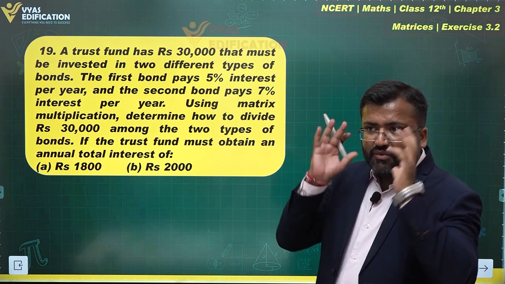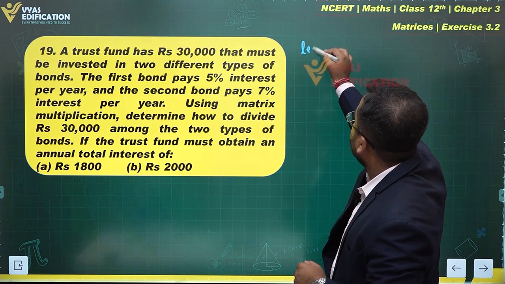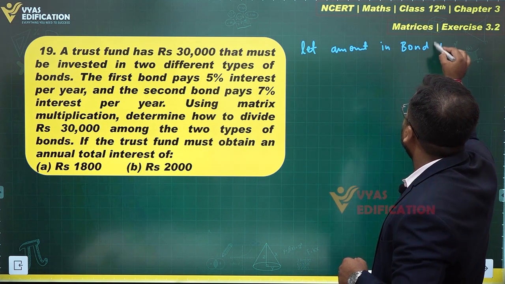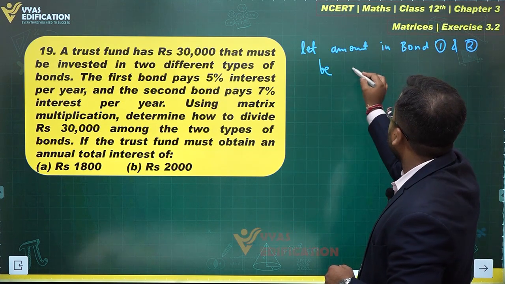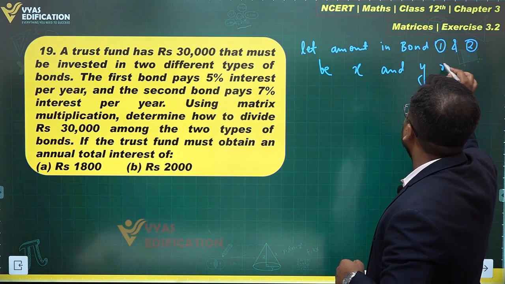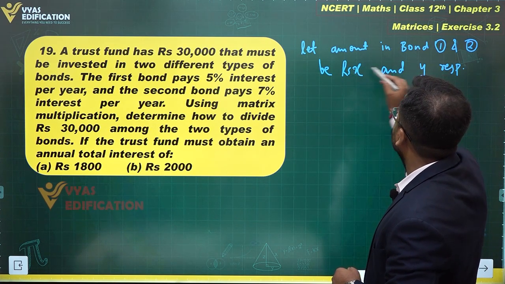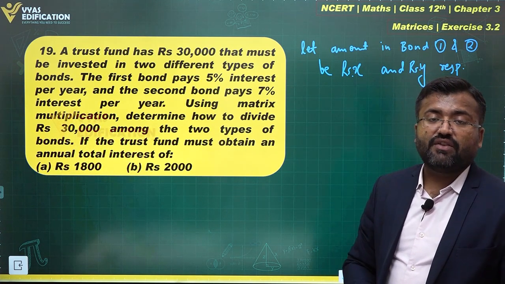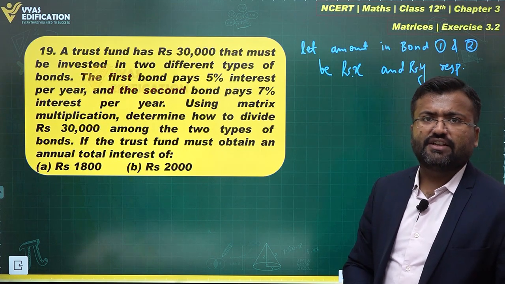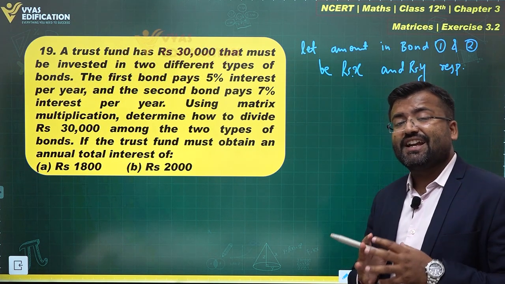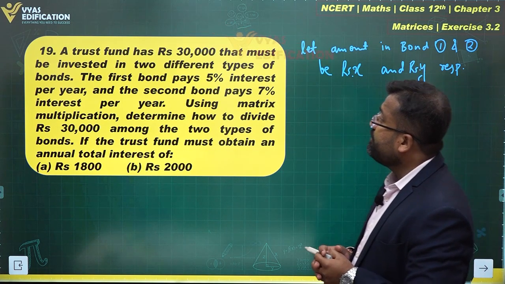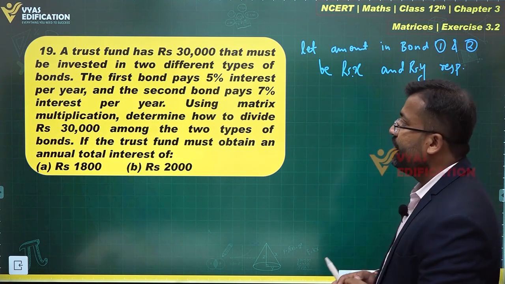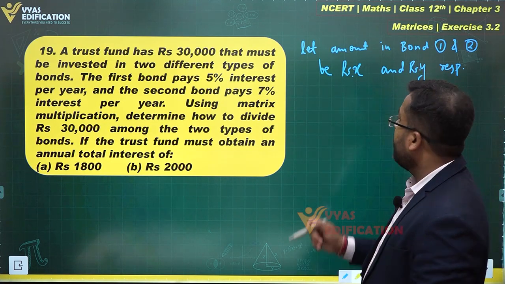Okay. What are the equations? The equations in that case would look like, let the amount in bond 1 and 2 be x and y respectively. This is rupees x and rupees y respectively. So in this case, x plus y would be equal to 30,000, right? That's one of the equations. The other equation is rate of interest. With regards to rate of interest, that 5% interest and 7% interest would be available on amount x and amount y respectively.